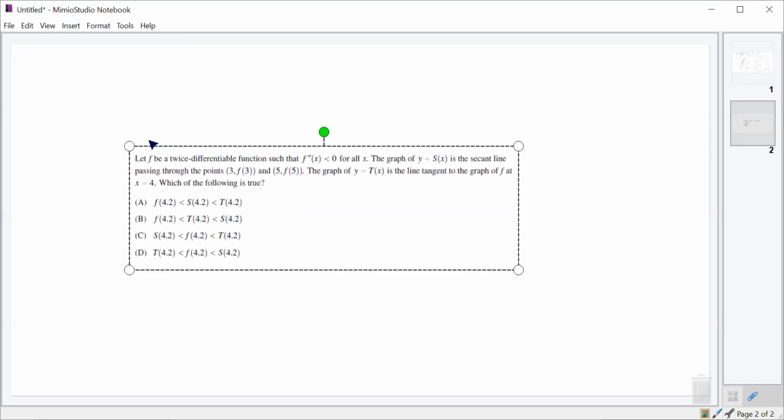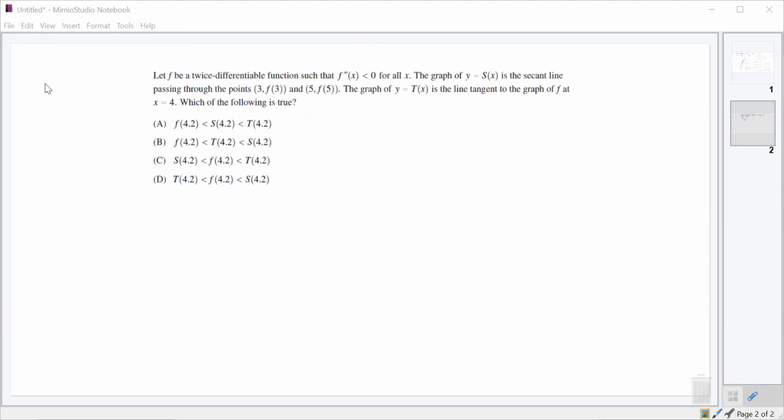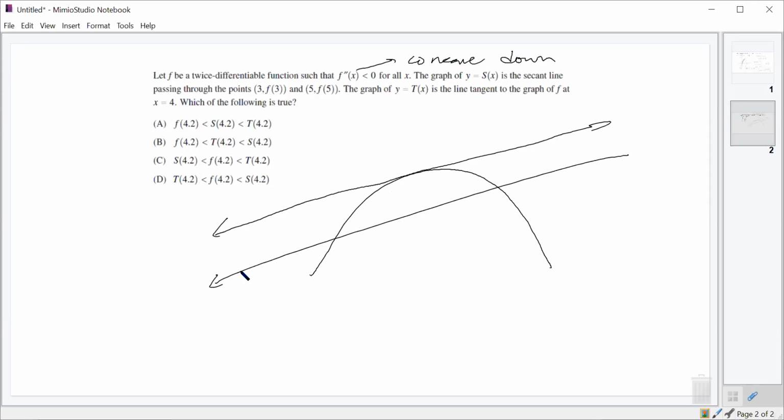Here is number 88. Number 88 is talking about a function f, which has a second derivative that's negative, which tells us that the function is concave down. And then it tells us about a secant line and a tangent line to that function. So I'm going to draw a concave down function, secant line, and a tangent line. Here is capital S of x, the secant line. Here is capital T of x, the tangent line. Here is f of x, the actual function, which is concave down.